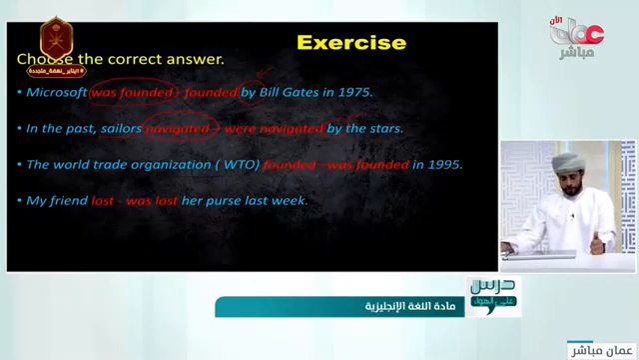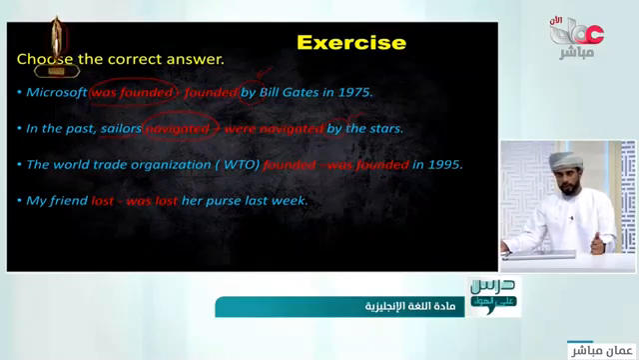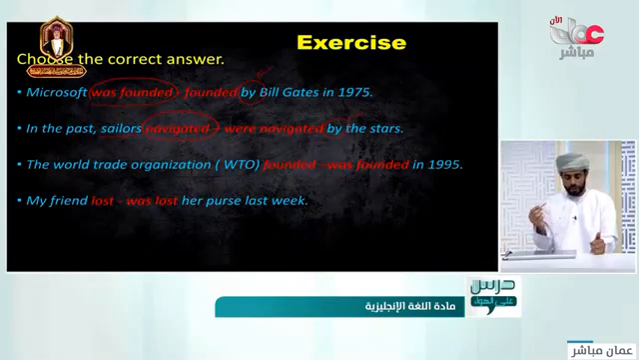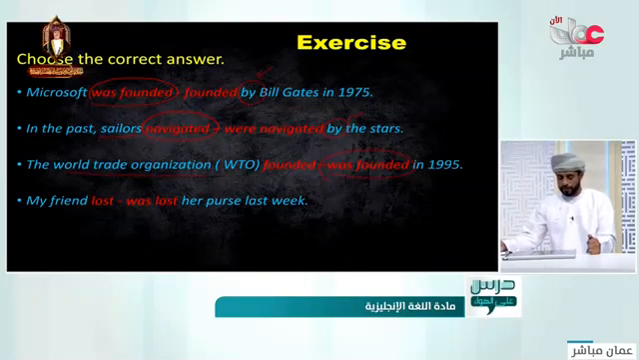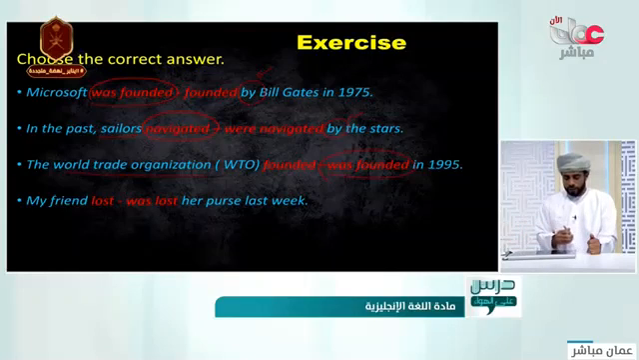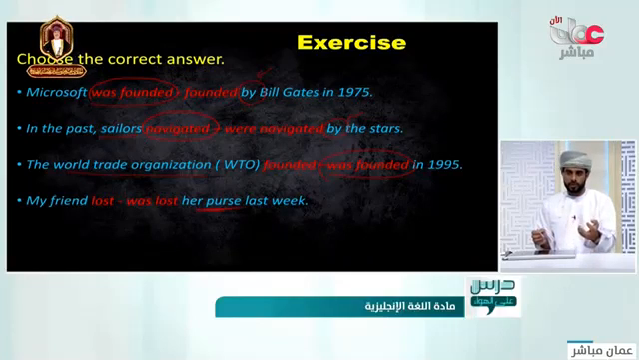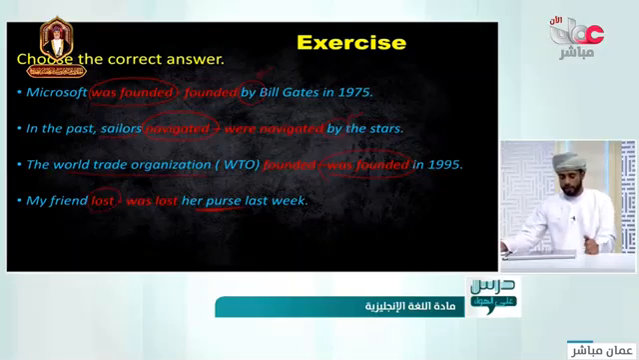Good. The World Trade Organization, WTO, founded or was founded in 1999. There's no word "by" here, but logically, who founded the organization? Someone founded the organization, so it is the past passive: was founded. Next: my friend lost or was lost her purse last week. No, both of them would work if there were no words "her purse" here. She could get lost, and she could lose something. So she lost her purse last week. She lost her purse. Good.